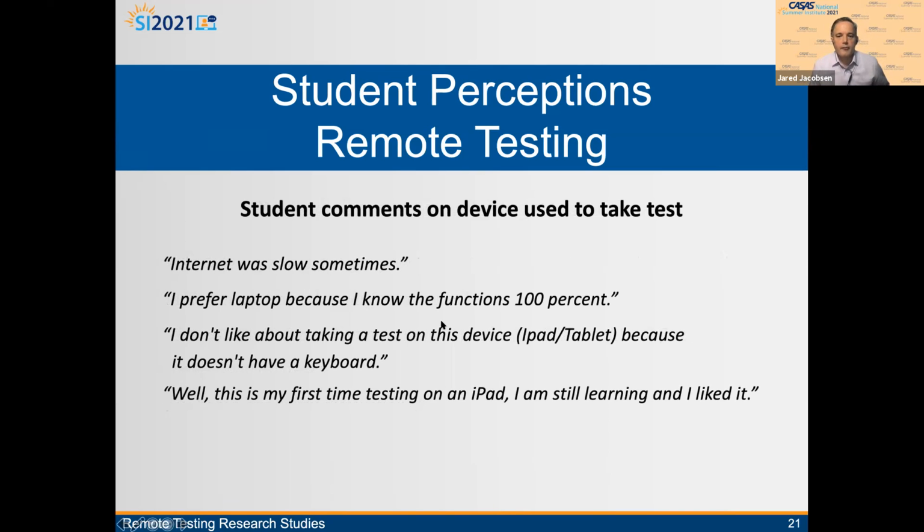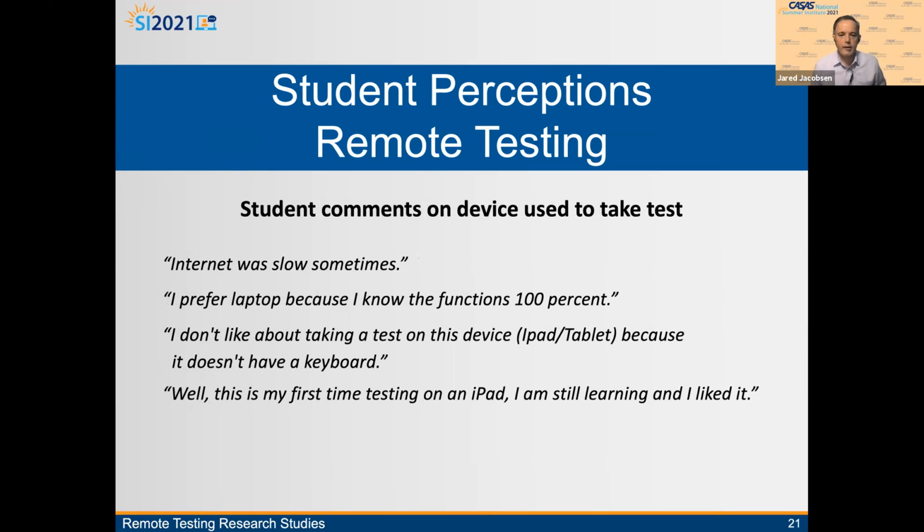Student comments on the device used to take the test. So here's a few of the comments that they responded regarding the device they used in their remote testing. The internet was slow sometimes, so that came up, and that can be a source of inconsistency in the testing experience. I prefer laptop because I know the functions 100%.